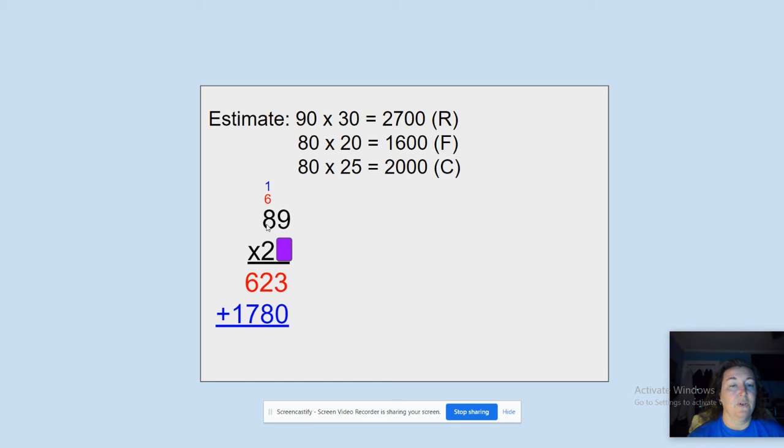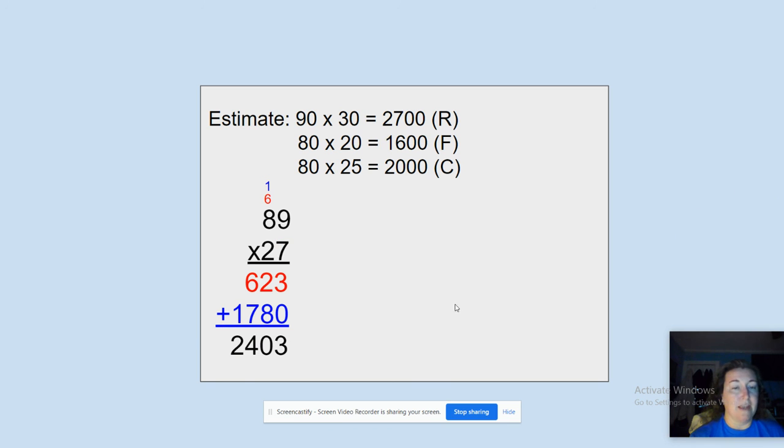So now I'm going to do 89 times 2 tens. Now I know this is in the tens place, so I need to put a 0 right here to show I'm multiplying by tens. Then I multiply 2 times 9 is 18. 8 goes on the bottom, regroup the 1 up top. 2 times 8 is 16, plus this 1 I regrouped is 17. The answer for 89 times 2 tens is 1,780.